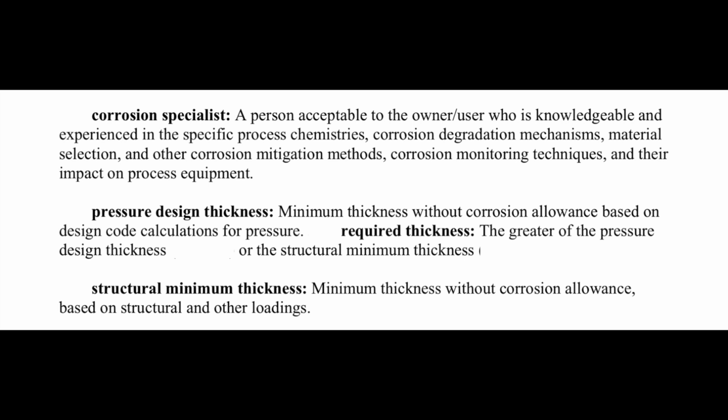Minimum thickness without corrosion elements is called pressure design thickness. Okay. Required thickness: the greater of the pressure design thickness or the structural minimum thickness should be considered for minimum required thickness calculations. Okay. What is structural minimum thickness? Minimum thickness without corrosion elements based on structural and other loadings other than hoop stress. This is called structural minimum thickness. When you are calculating the minimum required thickness for a piping system, you have to consider the higher of the pressure design thickness, meaning the calculated minimum required thickness, and the structural minimum thickness.